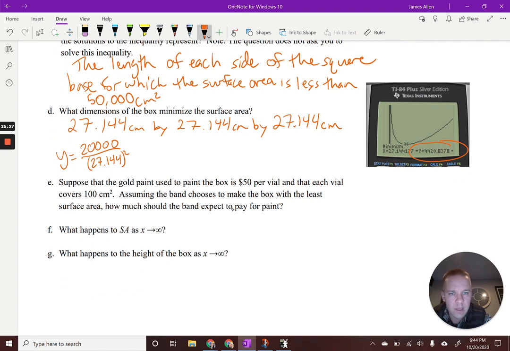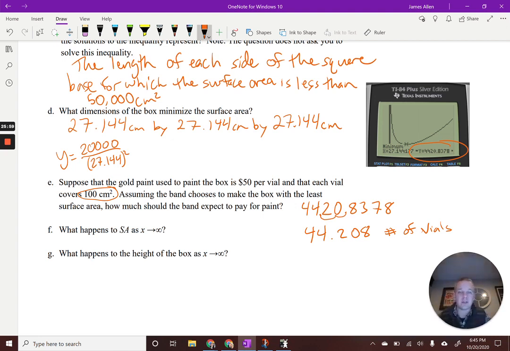So if I were to take the 4,420.8378, divide that by 100, remember, move your decimal place, 44.208, that would give me the number of vials, right? I divided by 100 because each one covers 100 centimeters squared. So that's my number of vials.